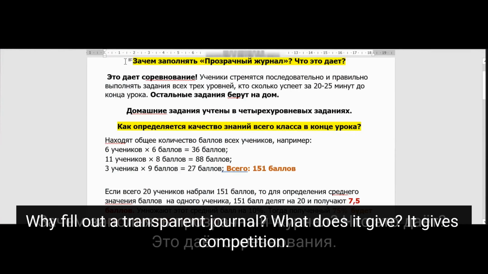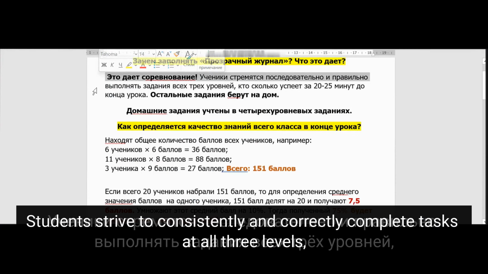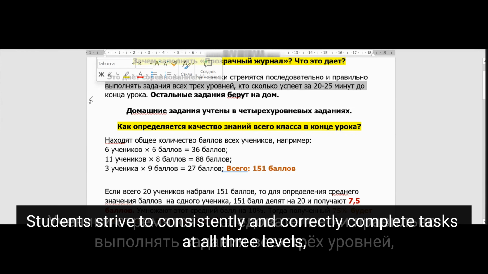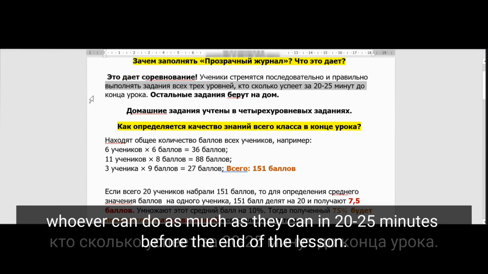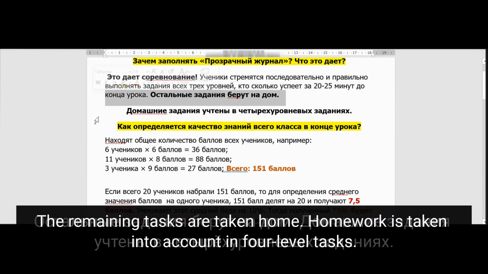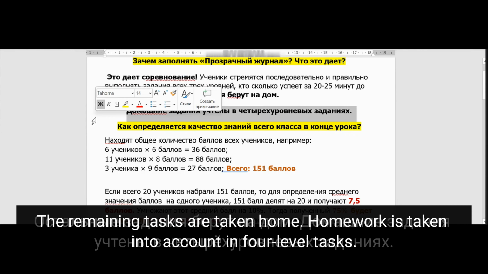Why fill out a transparent journal? What does it give? It gives competition. Students strive to consistently and correctly complete tasks at all three levels. Whoever can do as much as they can in 20 to 25 minutes before the end of the lesson. The remaining tasks are taken home. Homework is taken into account in 4-level tasks.